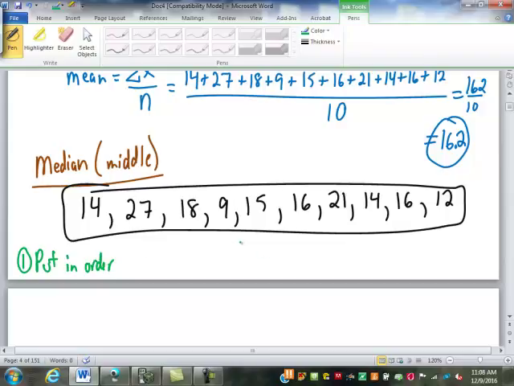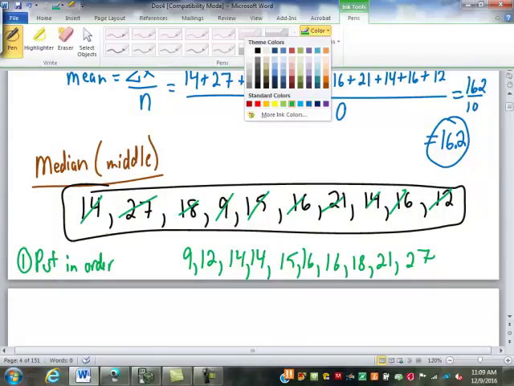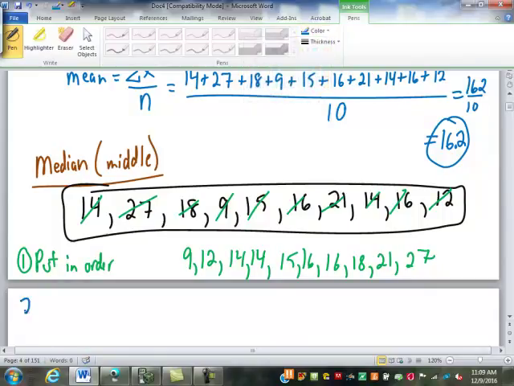Always my first step. What's my smallest number here? 9. That looks like 12. 14. Another 14. 15. 16 and 16. 18. 21, 27, 1, 2, 3, 4, 5, 6, 7, 8, 9, 10. Hey, good, we got them all. Second step. Always smallest to largest, yes.